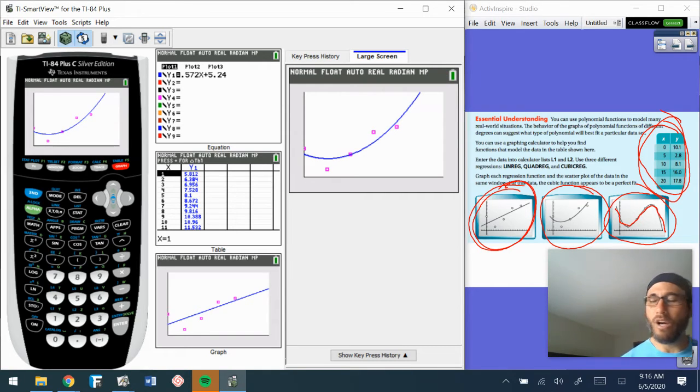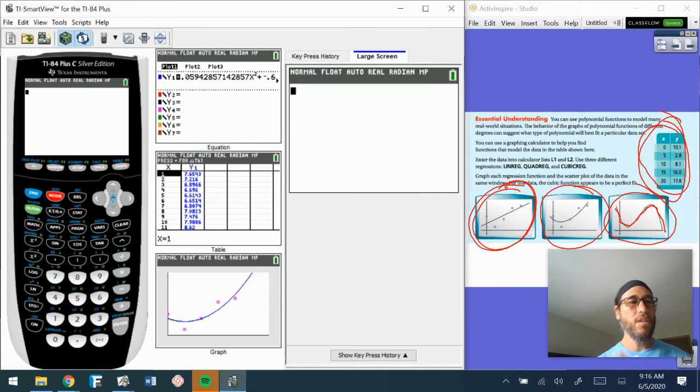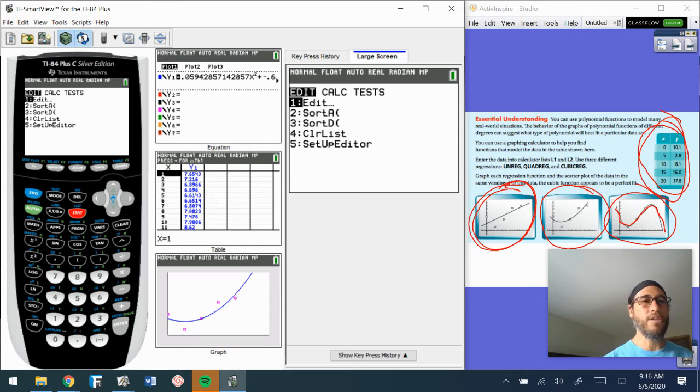But that's not great. So what do we got to do? I don't want to be 76%, right? I'm going to get fired if I'm 76% accurate. So we're going to hit second, quit. Okay, and obviously, when you look at the plotted points, you can have a better idea of which one you want to use. So we're going to go back here to stat.